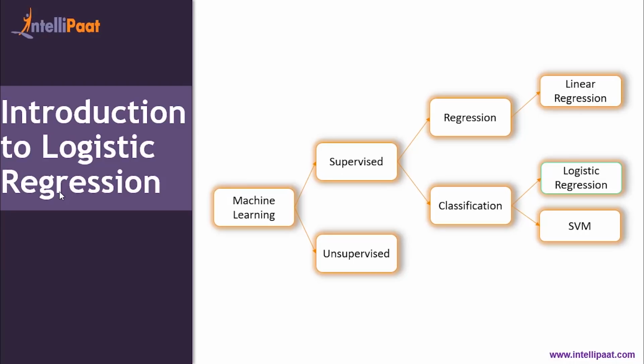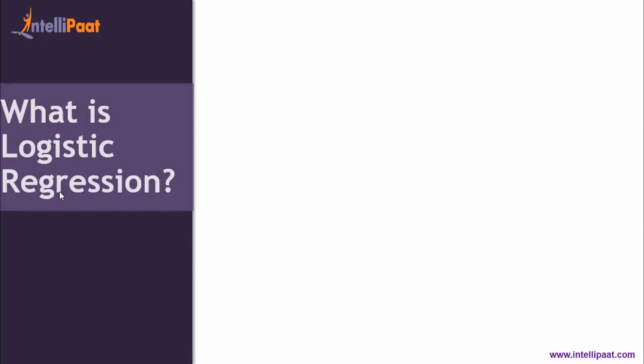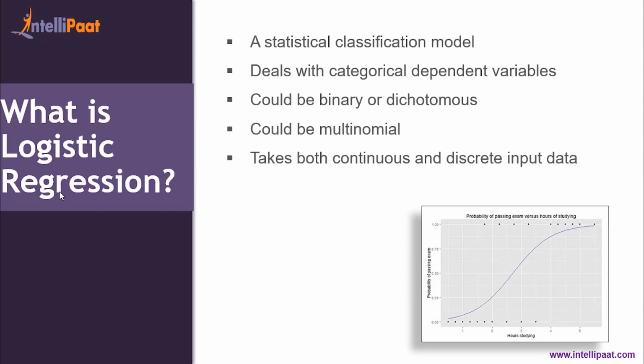Okay. So now that we have got a little bit of an idea about logistic regression, let's go a little bit deeper and discuss what exactly logistic regression is and why we use it. So what is logistic regression? Well, logistic regression is a statistical classification model that deals with a categorical dependent variable. Again, you must be wondering, what are these categorical dependent variables? Well, these are discrete variables that have two or more categories without any kind of natural order, for example, temperature, area, or gender.